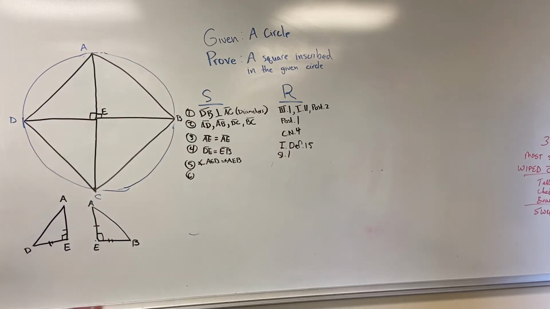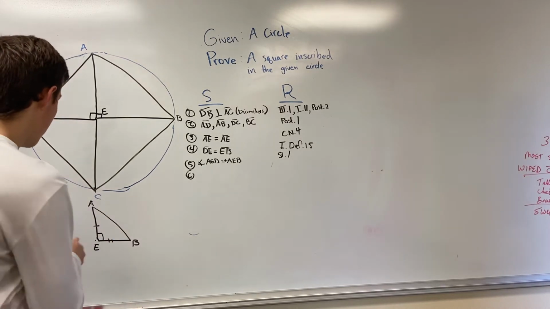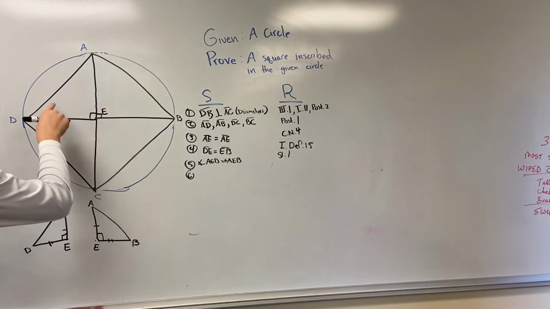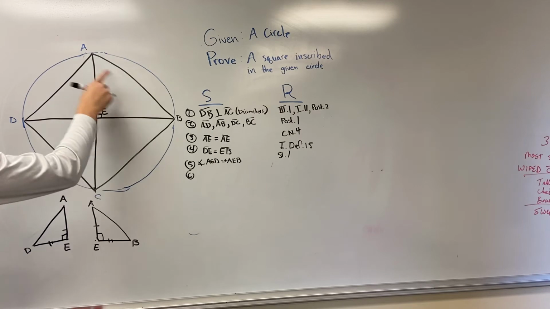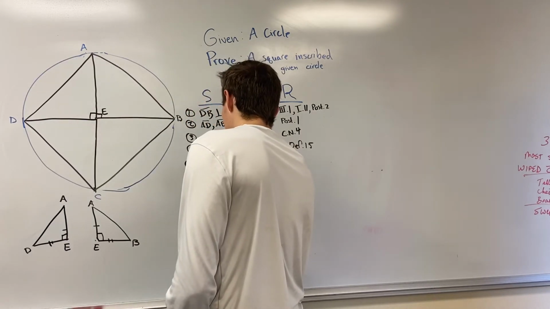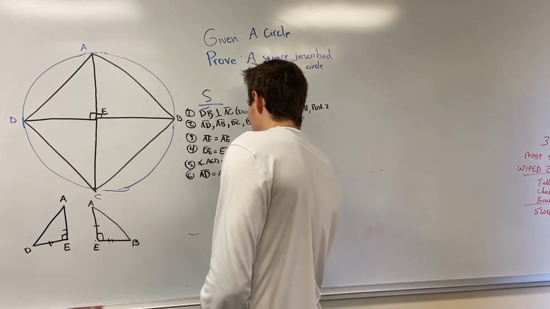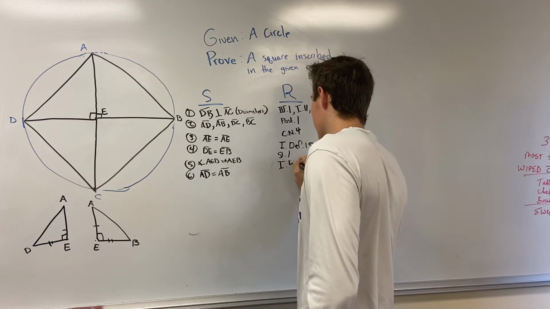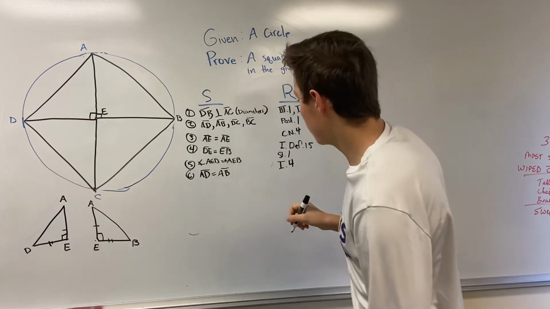Okay, so now that we have these sides equal, and we have a common angle in both of them equal to each other, we can use the side angle side theorem from Book 1, Proposition 4 to say that these triangles are equal to each other. But we don't really need anything else in the triangle other than these two sides. So we're going to say that AD is equal to AB. So this is due to Book 1, Proposition 4, which is the side angle side.